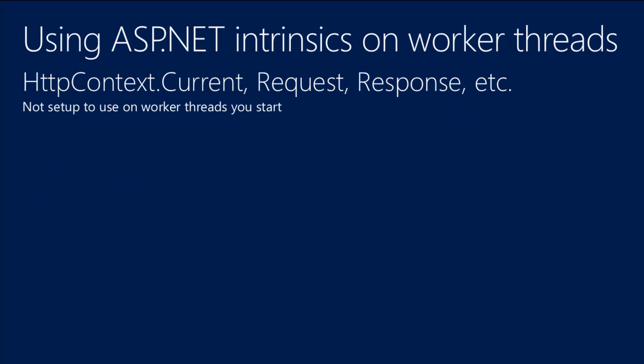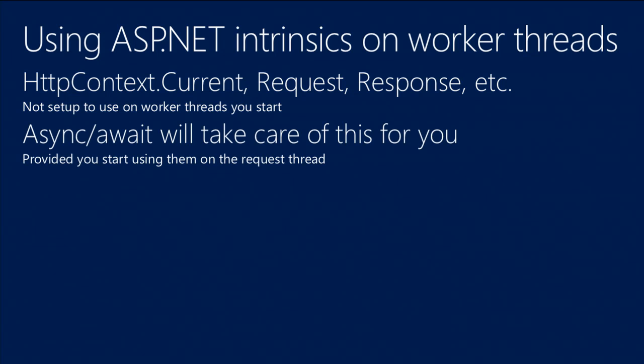We talked about ASP.NET intrinsics, so this is things like HttpContext.Current or writing to the request and response or trying to access controls on a web form, things like that. You can't do this from a worker thread safely. So how would I do this? Well, the simple answer is just use async and await. ASP.NET will take care of everything if you do that.